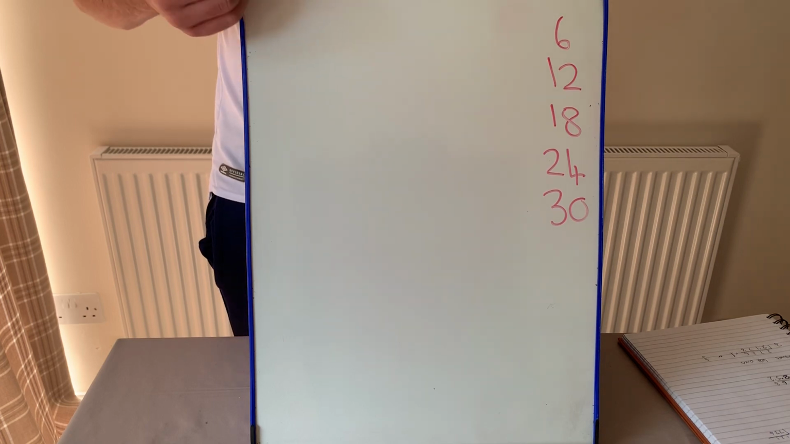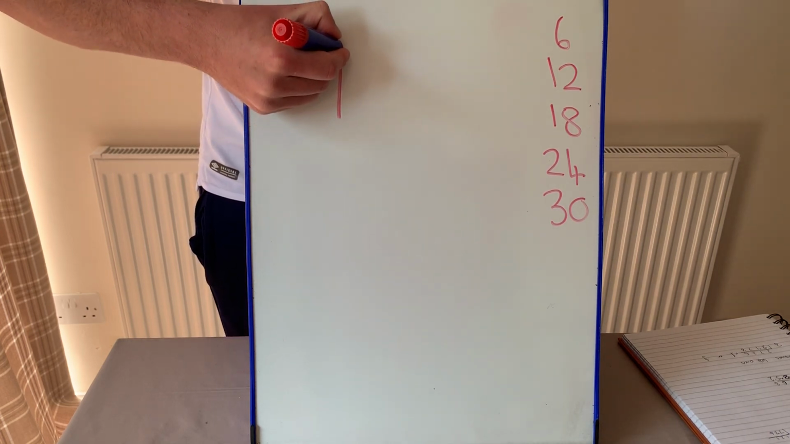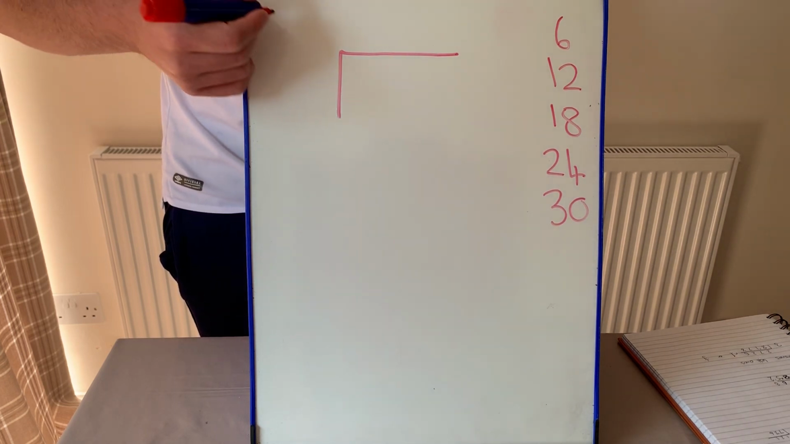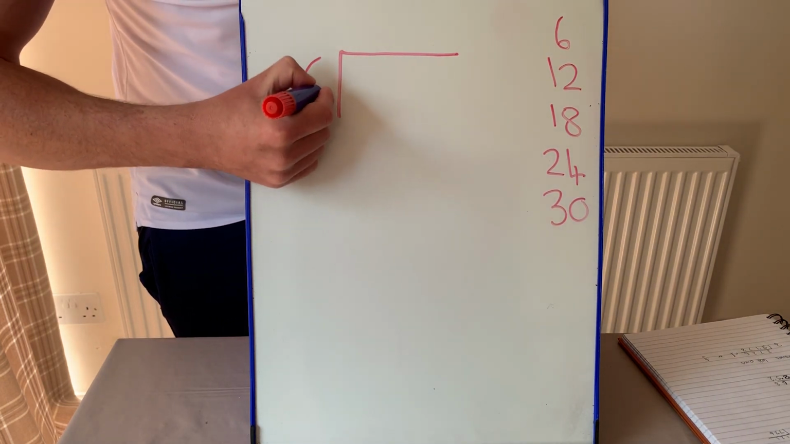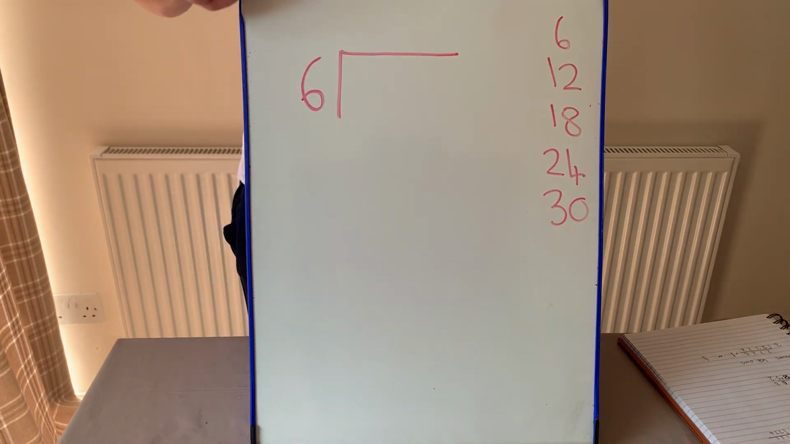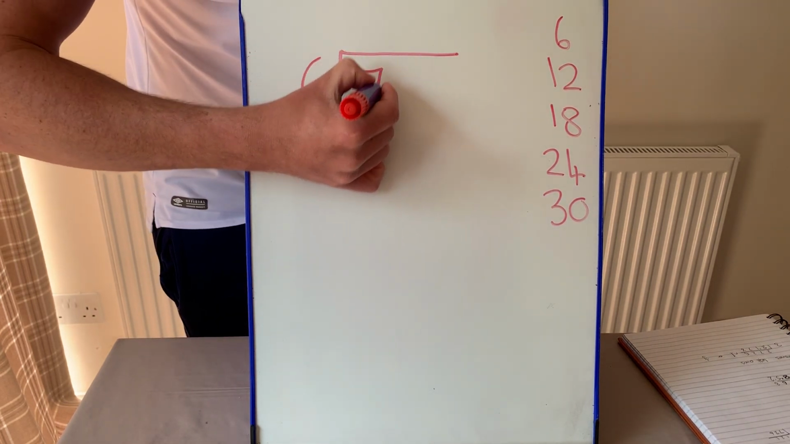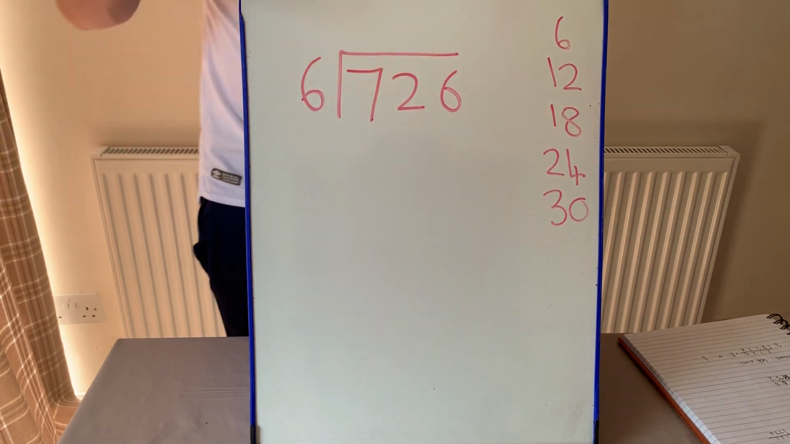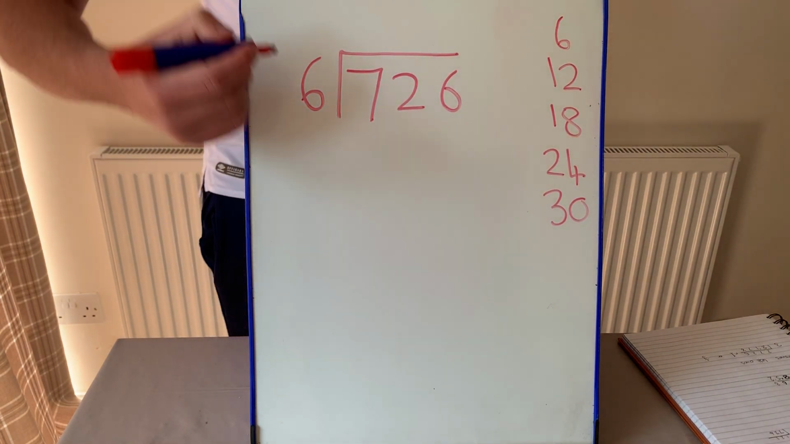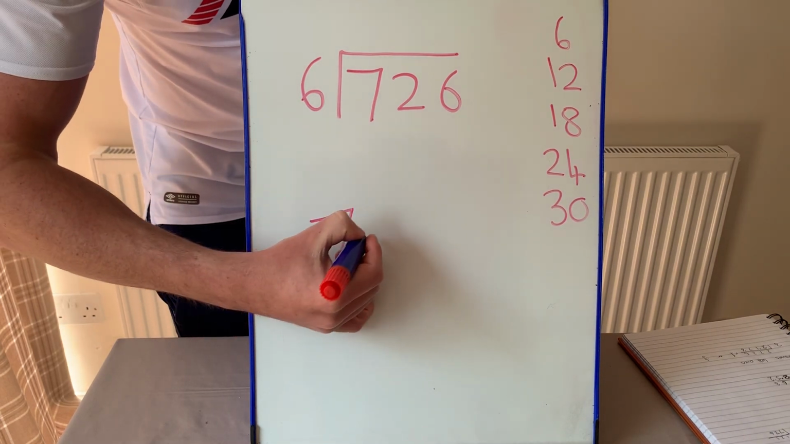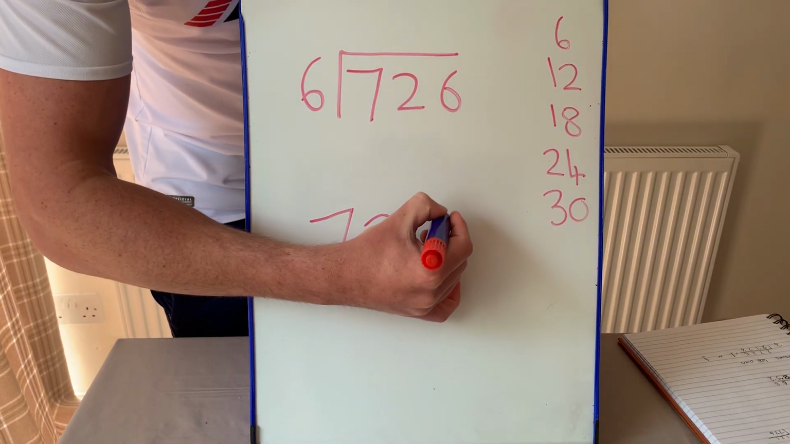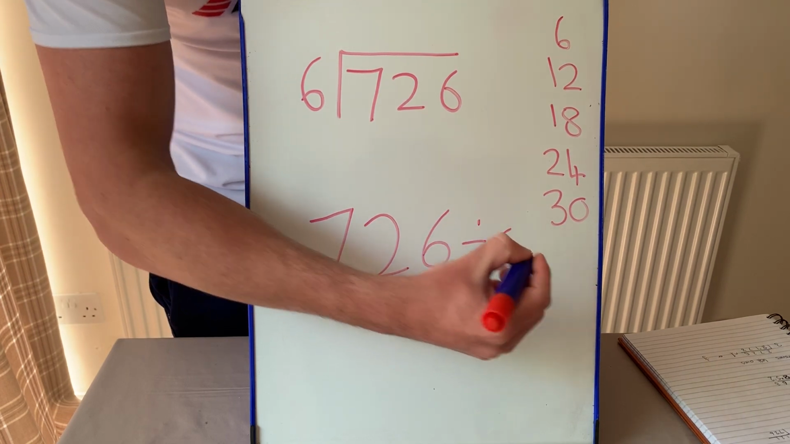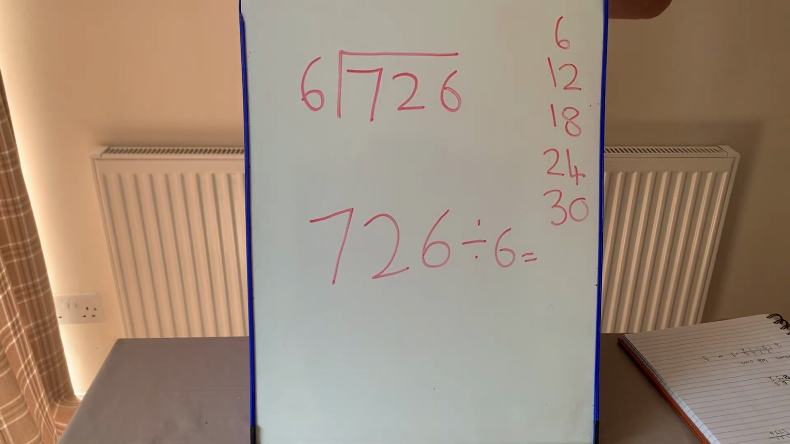Okay, so what I'm going to start off with is my bus stop method. What's the number I'm dividing by? I'm dividing by 6. And the number that I'm dividing is 726. So we're still looking at a 3-digit number. If I was to write that down in a way that you all recognise, it would be 726 divided by 6 equals. And we'll put the number underneath afterwards.